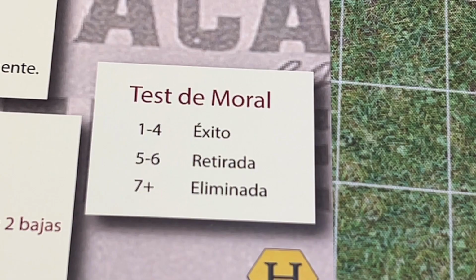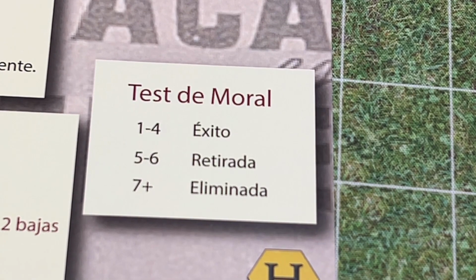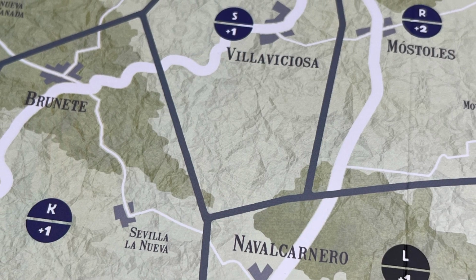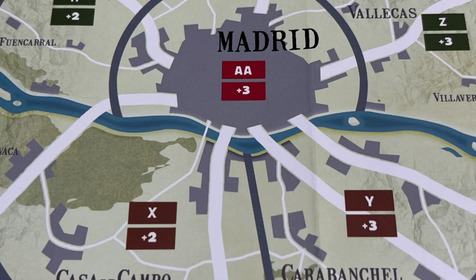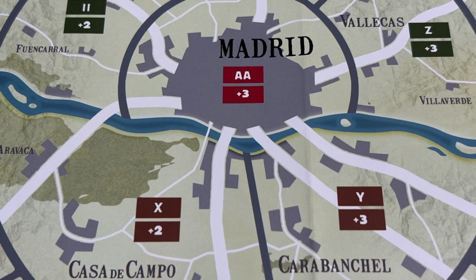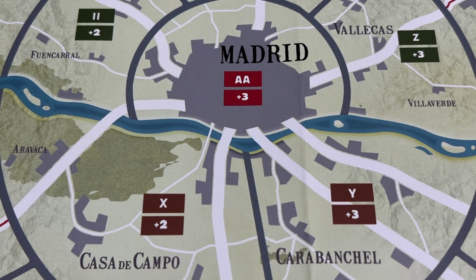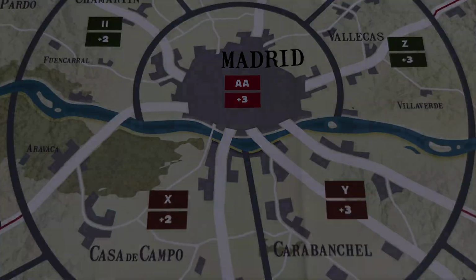Republican line units have to perform morale checks whenever they are attacked in normal areas. Those are the areas denoted by a circle. Madrid and its suburbs, on the other hand, are urban areas denoted by a rectangle.